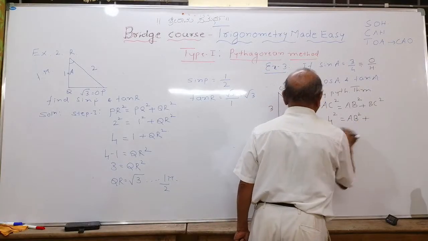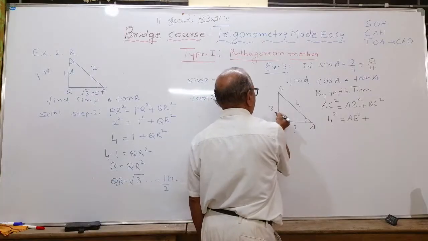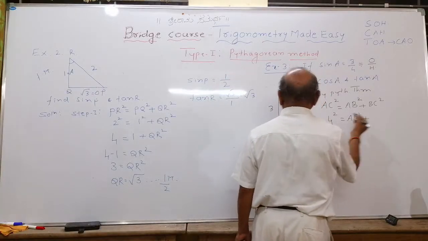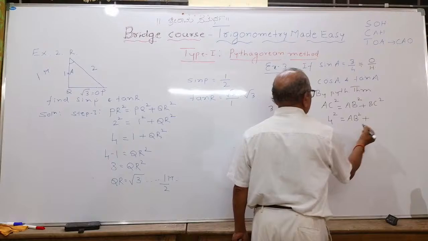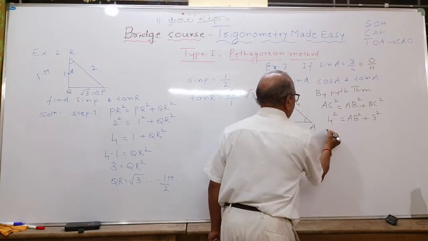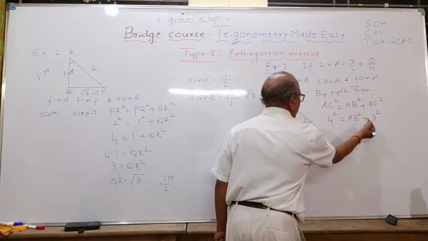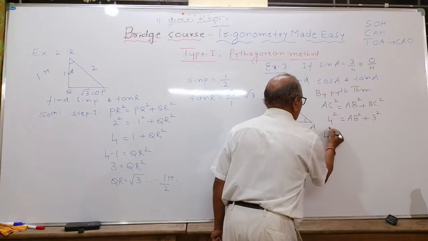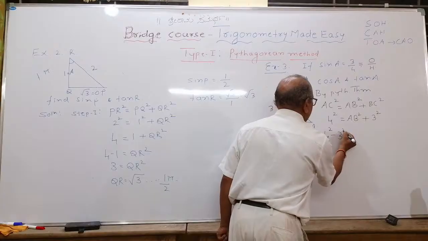First step is you have to find out the unknown side. And BC square is how much? 3 square. Observe, 4 square becomes, right? Even you can take 3 square to the left. You get 4 square minus 3 square. Use mental maths.